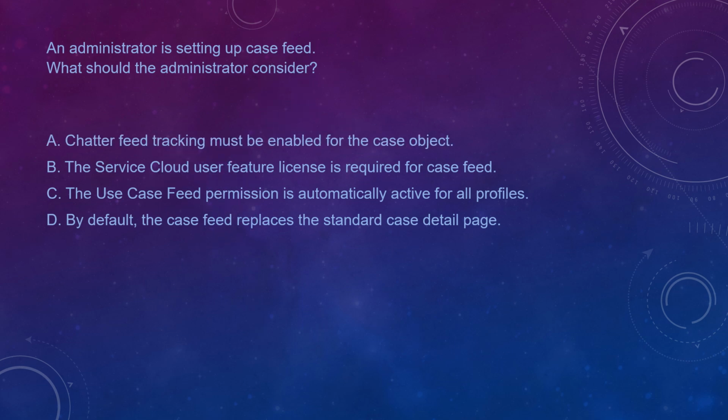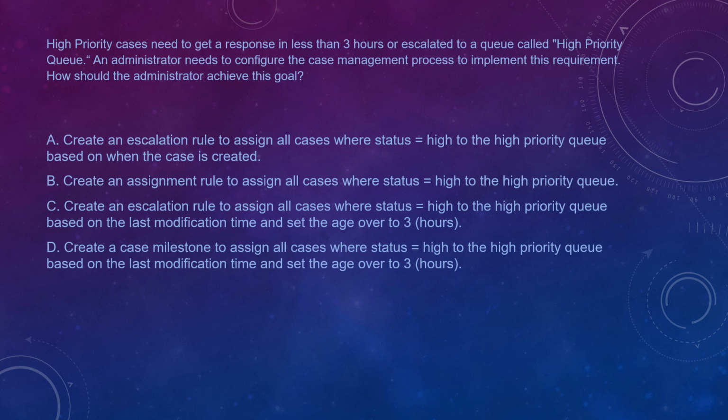So we have A, chatter feed tracking must be enabled for the case object. High priority cases need to get responses in less than 3 hours or escalated to a queue called high priority queue. An administrator needs to configure the case management process to implement this requirement. How should the administrator achieve this goal?